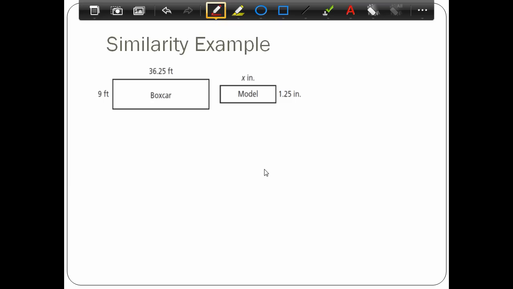So I'm going to set up a little proportion. I'm just going to match up the sides. I know that my 9 goes with my 1.25, because it goes with the height, and my 36.25 is going to go with the x.